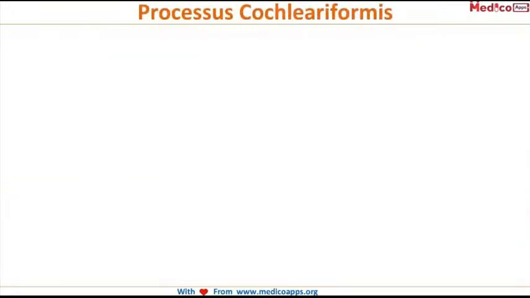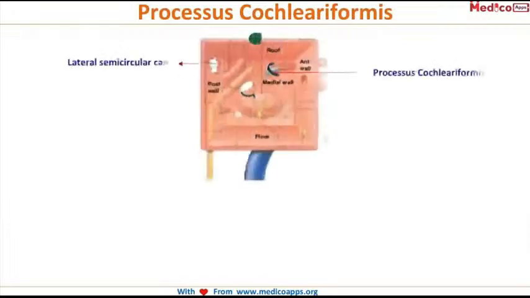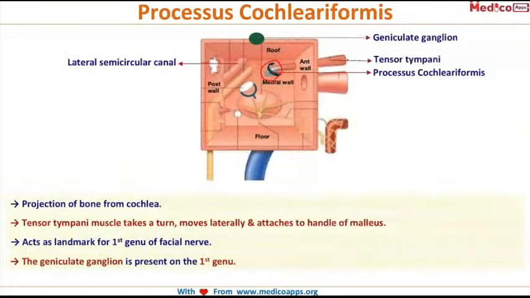The next important structure is the Processus Cochleariformis. So here is your Processus Cochleariformis, and it is a projection of bone from the cochlea. The tensor tympani muscle takes a turn and moves laterally and attaches to the mandible. This is the tensor tympani muscle which is taking a turn over here, and it will go and attach to the handle of the mandible.